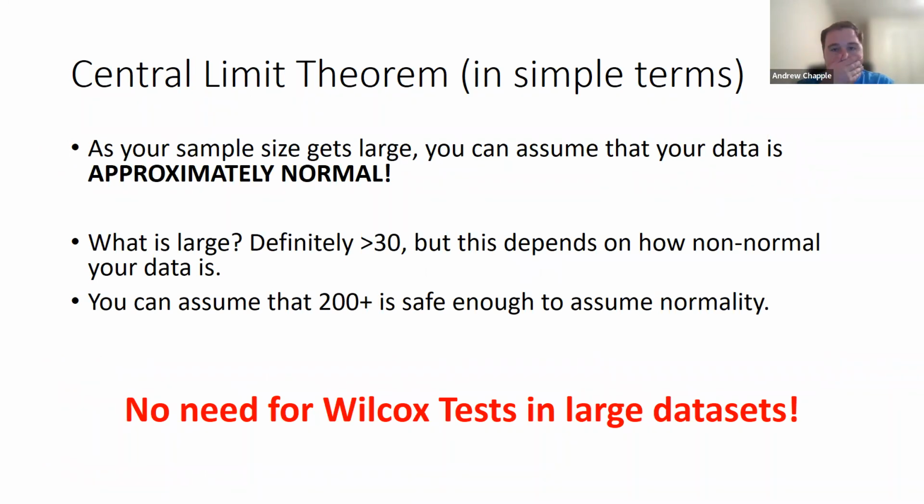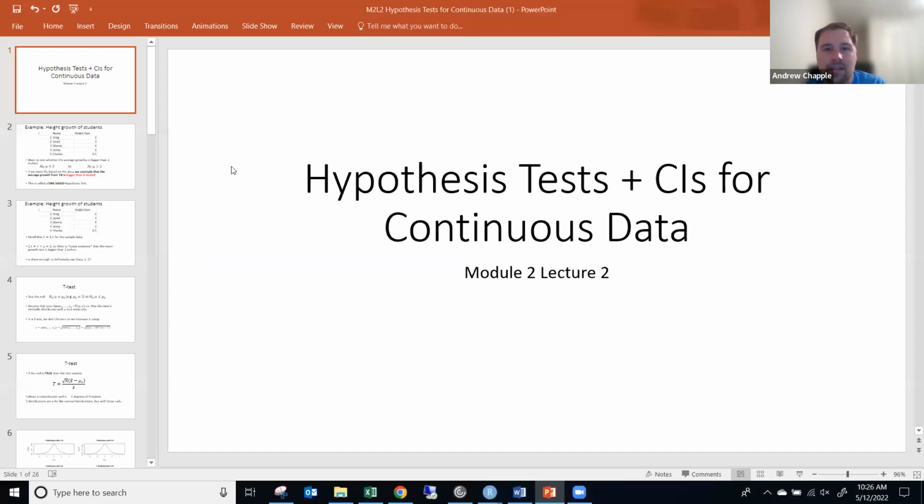In simple terms, as your sample size gets large, so in the hundreds or the thousands, you can assume your data is approximately normal. What's large? Bigger than 30 is somewhat large, I guess, but it depends on how non-normal your data is. You can assume that 200 plus, to me at least, is safe enough to assume normality, at least if your data is continuous. Okay, so I don't mean a Likert scale data, 1, 2, 3, 4, 5. It needs to be like BMI measurements, weights, sodium levels, albumin, those kind of things. You don't need to use Wilcox tests in large data sets. And that's the end of today's lecture.